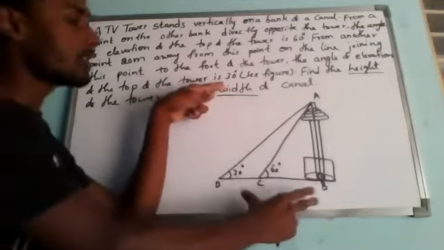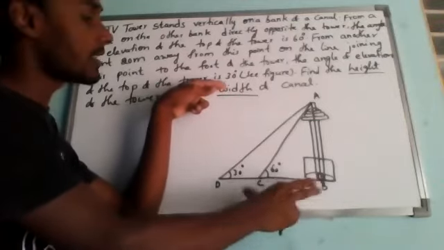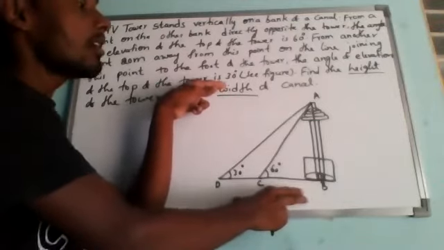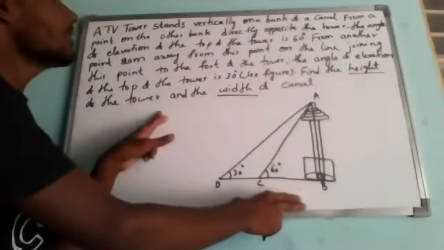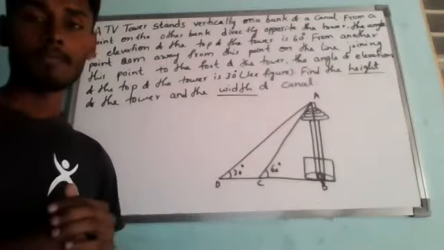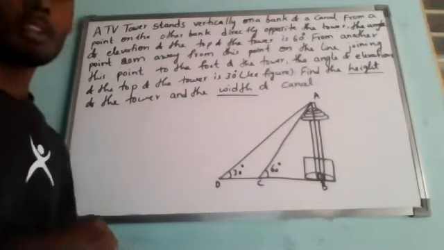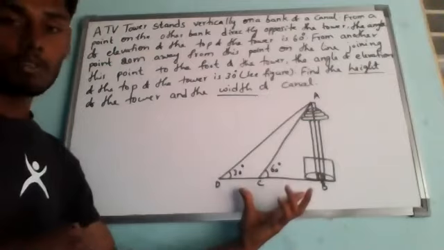And they have mentioned everything clearly in the diagram. If you see the diagram, you can understand. What they are asking is, you need to find the height of the tower and the width of the canal. Understand? So let me imagine from the figure, they have given the figure also.